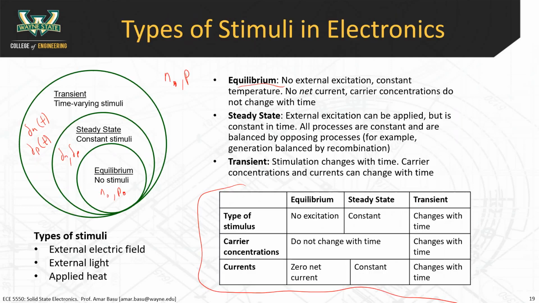All of these are summarized in this slide here. In equilibrium, you look at the type of stimulus, the carrier concentrations, and the currents. This summarizes the statements I made. We're looking at light stimuli. There can also be electric field and temperature stimuli being applied, but these general concepts, time-varying, constant, and no stimuli, apply in all fields of engineering, really.